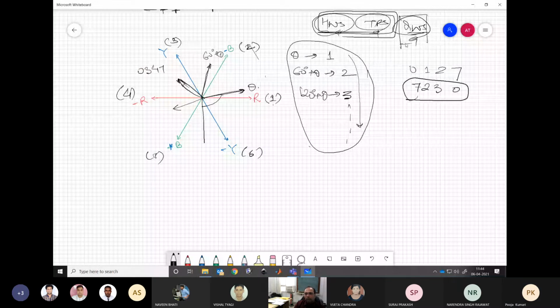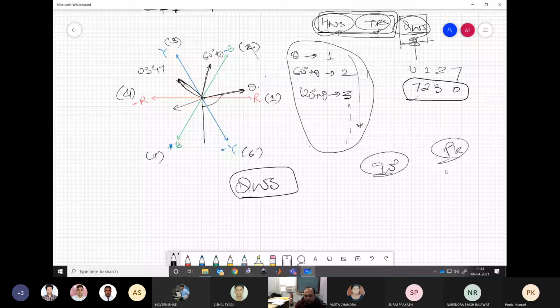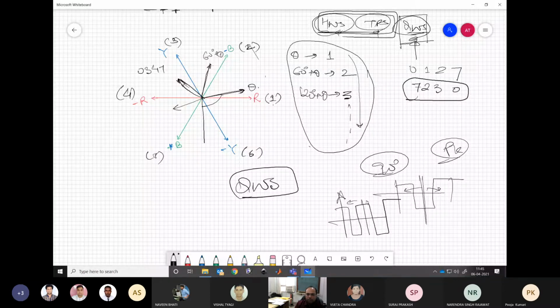Now, the next part, the quarter wave symmetry. So for quarter wave symmetry, we have seen that there is symmetry around 90°, or the peak of any particular phase, that the PWM must have reflective symmetry. So if this is your peak, then around this it must be the same, isn't it? Or something like this. If this is your peak, it must be the same on both sides. Getting my point? Yes, sir.